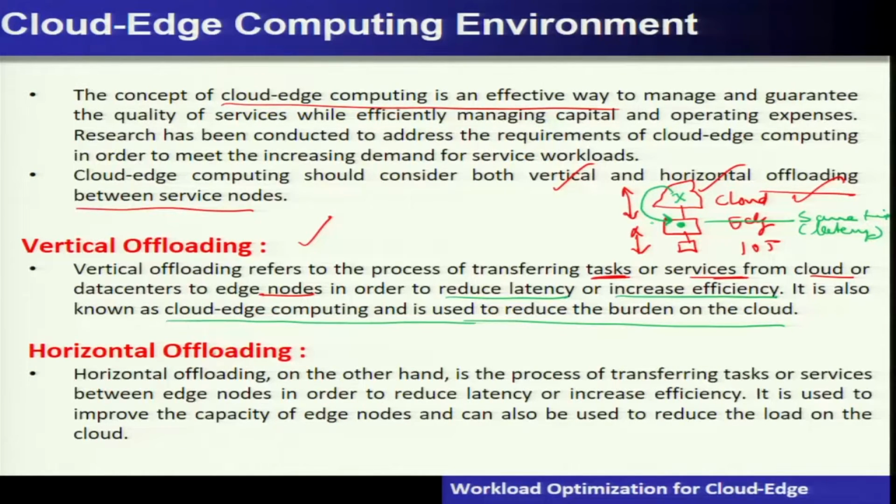Now, let us see horizontal offloading. In horizontal offloading, on the other hand, it is the process of transferring tasks or services between the edge nodes. So, it is not only one edge node, but several edge nodes. If the task is offloaded across multiple edge nodes, this is called horizontal offloading.